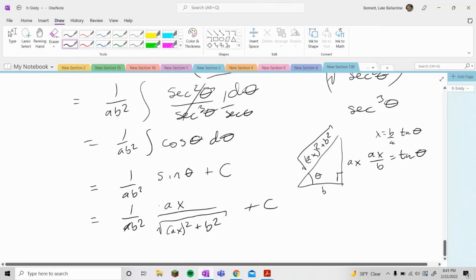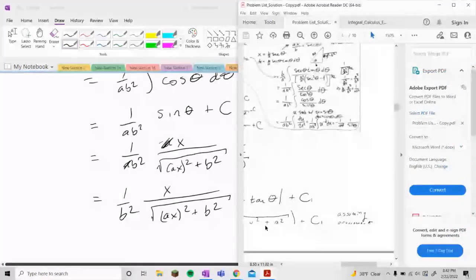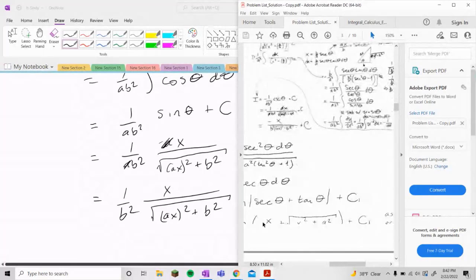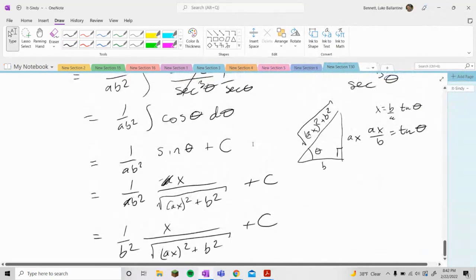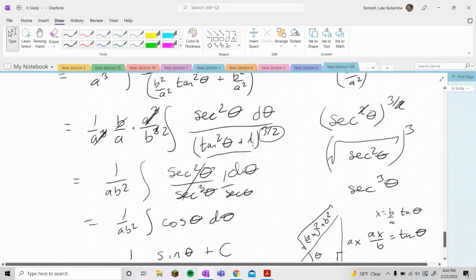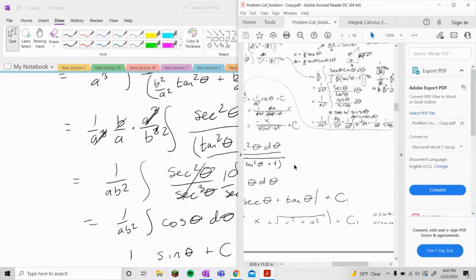And then the a's will cancel. So this finally is 1 over b squared times x over the square root of a squared x squared plus b squared, plus c. And I think this is it. Oh, I got a negative somehow. Oh, what the heck? Messed up. Negative cosecant. 1 over sine. So there should be a square in the denominator.